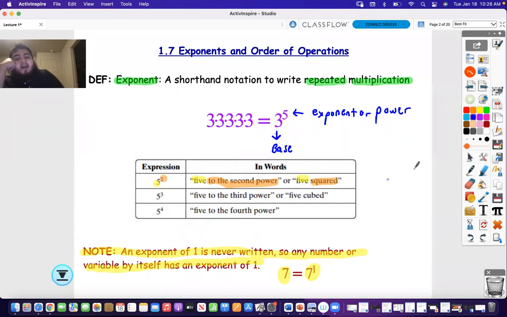Now when it's 5 cubed, the base is still 5, but the exponent is 3 now. So it's 5 to the 3rd power, or 5 cubed. And then we have 5 again, but now the power is higher than 3. It's 4. So that's to the fourth power right there.